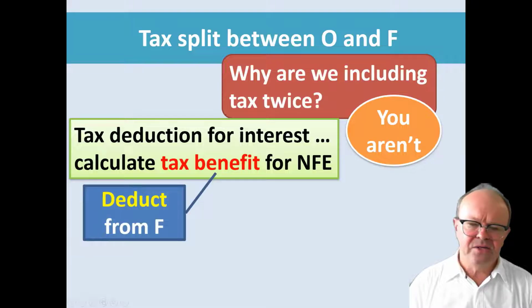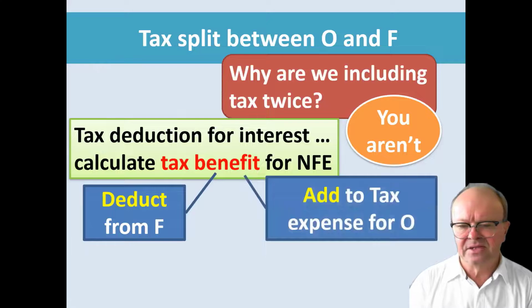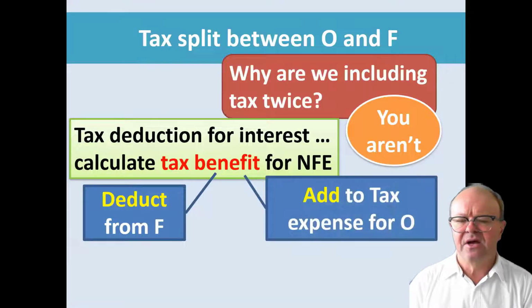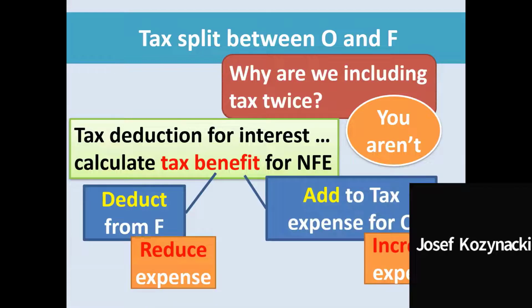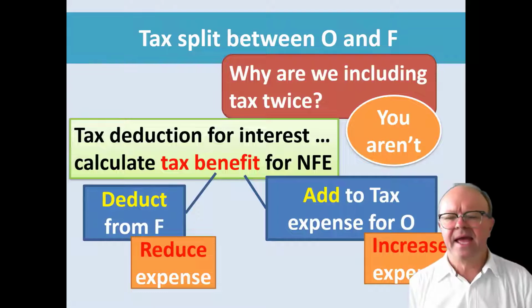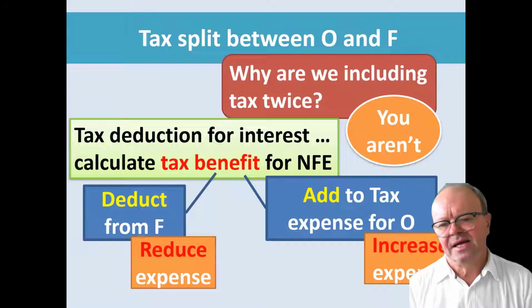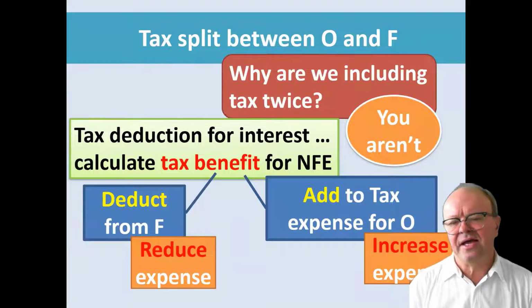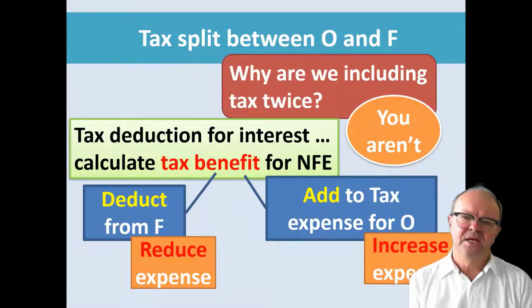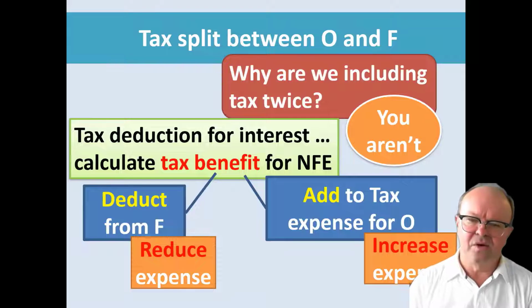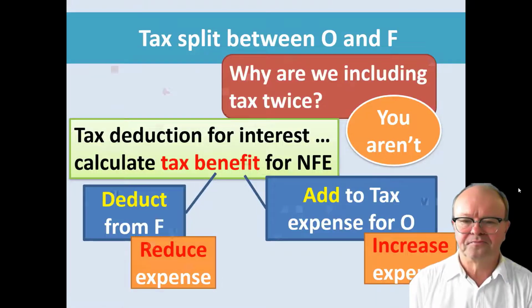So we aren't including it twice. We're deducting the tax benefit from our financial income, and we're adding it to the tax expense for O. So we're reducing our F tax expense on the finance side, and on the operating side, we're increasing the tax expense. So we're just allocating, we're not putting it in twice.